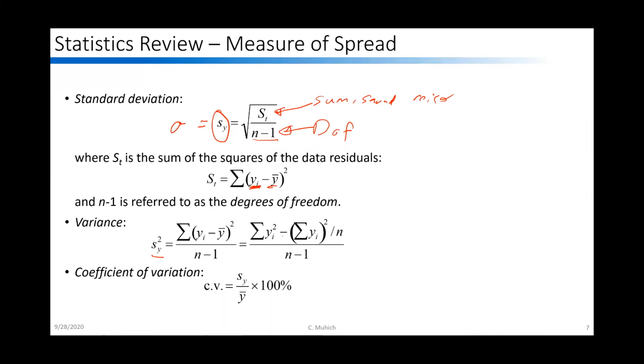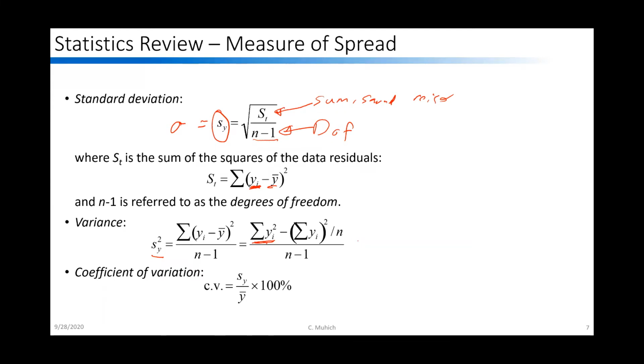And then you can write this out in several different ways. Right? We can distribute that sum through, so we have a sum of each individual data point squared minus the sum of each data point, squared, over n, all over n minus 1. So just a few different ways to write that same equation.